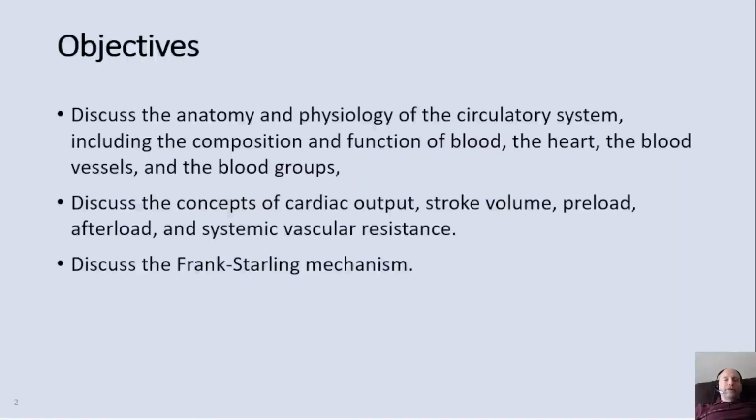In this module, we will discuss the anatomy and physiology of the circulatory system, including the composition and function of blood, the heart, blood vessels, and the blood groups. Discuss the concepts of the cardiac output, stroke volume, preload, afterload, and systemic vascular resistance, and discuss the Frank-Starling mechanism.